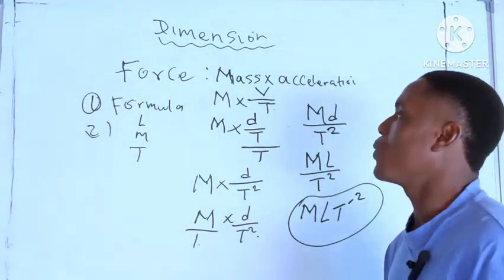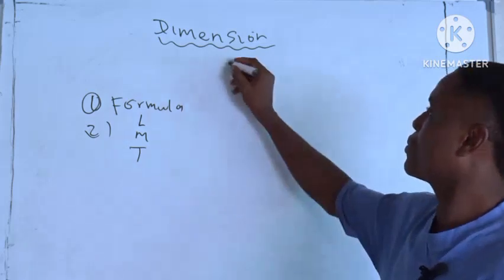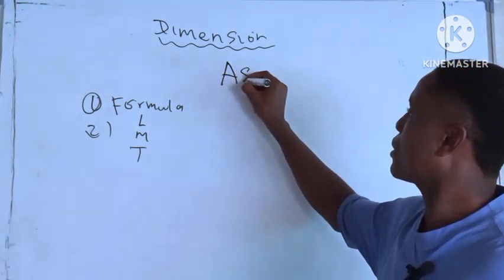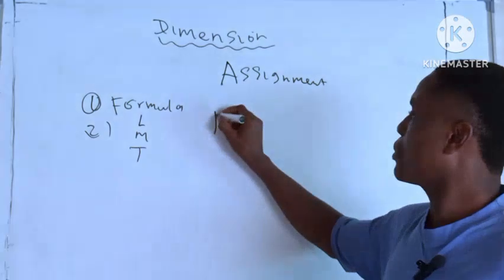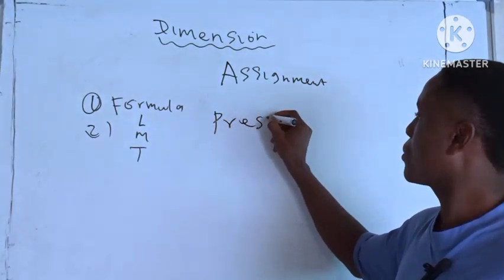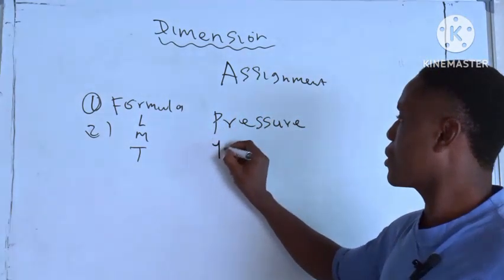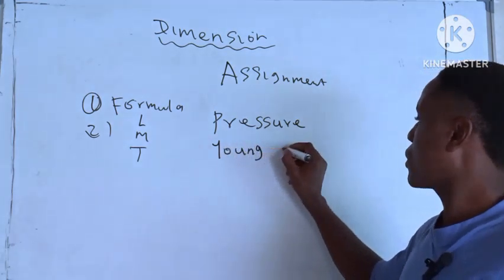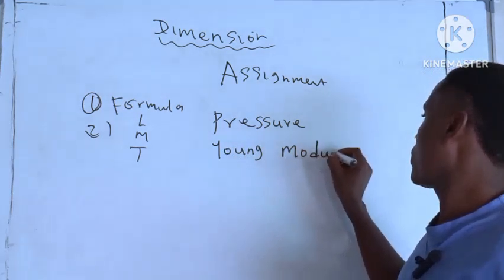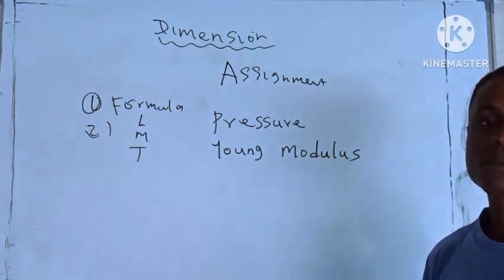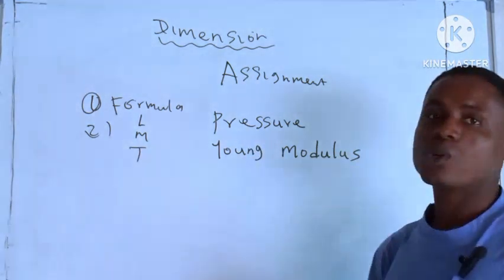Are you getting it? Okay, I'm giving you guys an assignment. Solve this assignment: the dimension of pressure and the dimension of Young modulus. Are you getting it? So dimension of pressure, dimension of Young modulus.